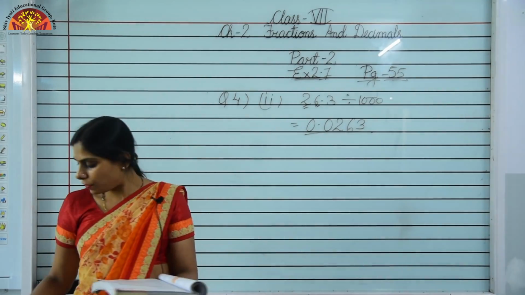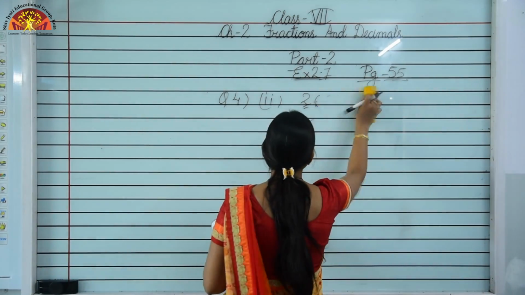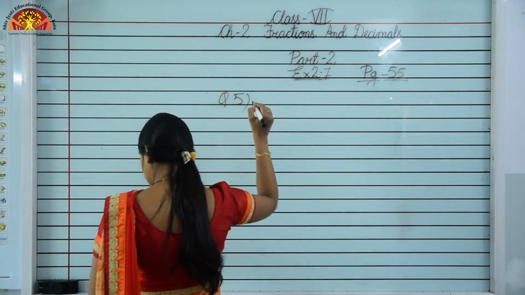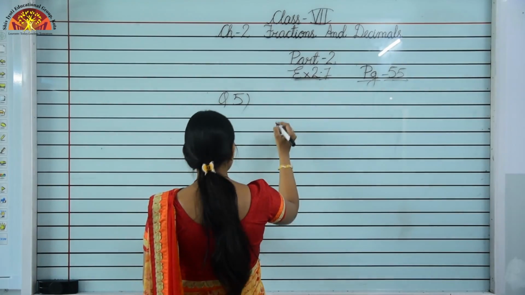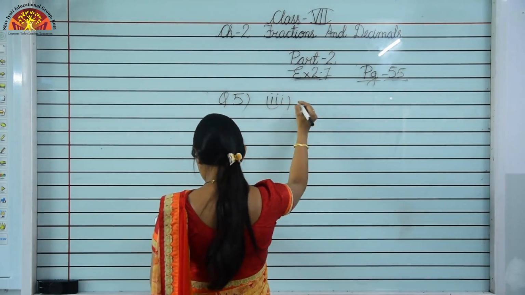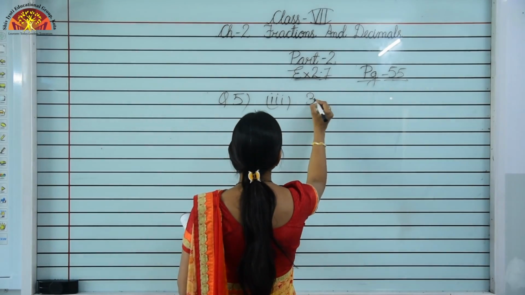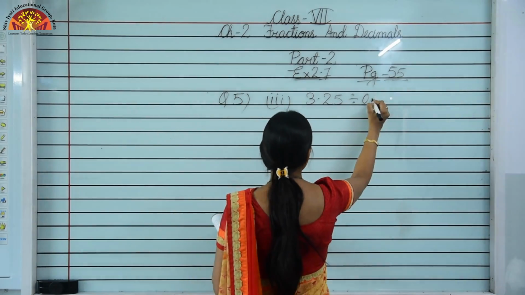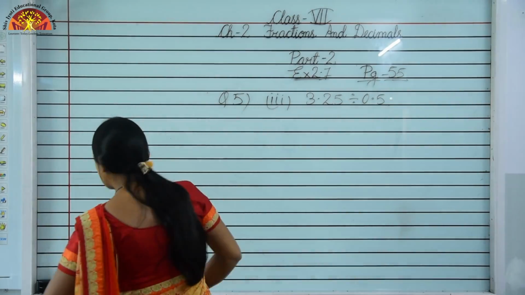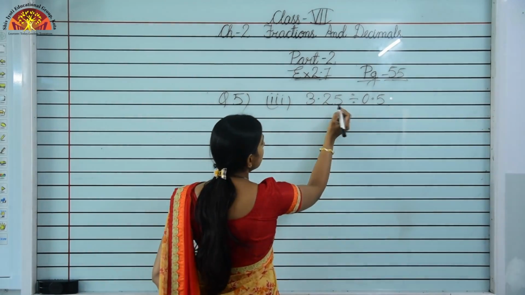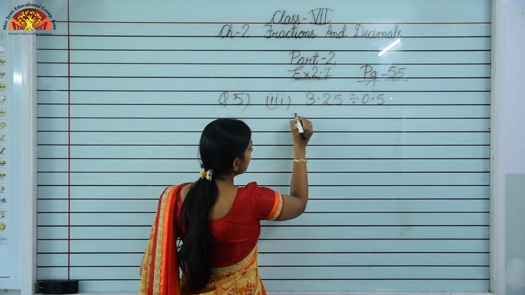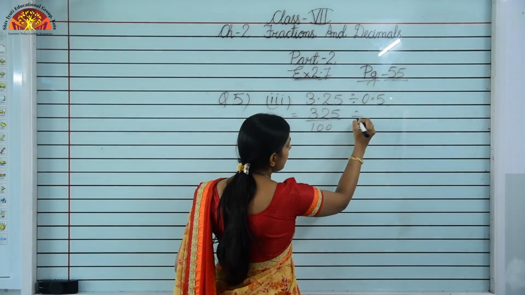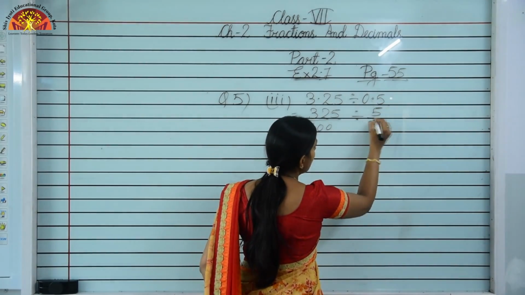Now just see question number 5. Okay. Now we'll solve question number 5, third part. It is given 3.25 divided by 0.5. Now first of all you will just remove the decimals. So 3.25, after the decimal there are 2 digits, so it will become 325 upon 100, divided by, after the decimal there is only 1 digit, so it will become 5 upon 10.